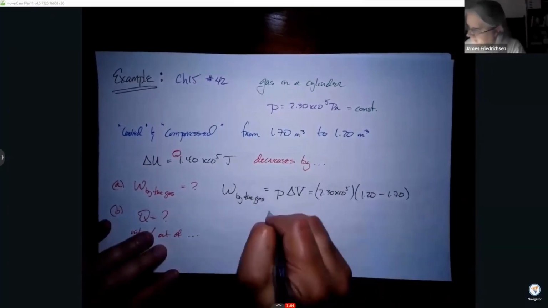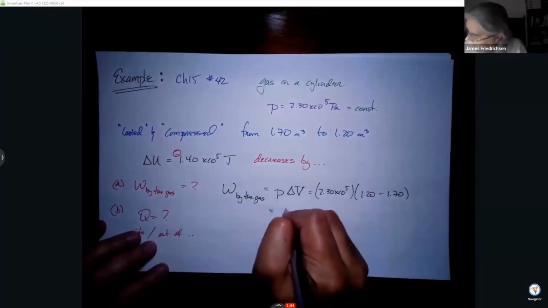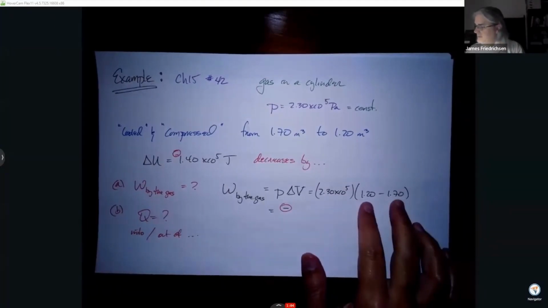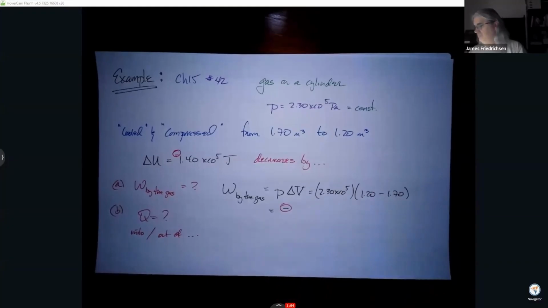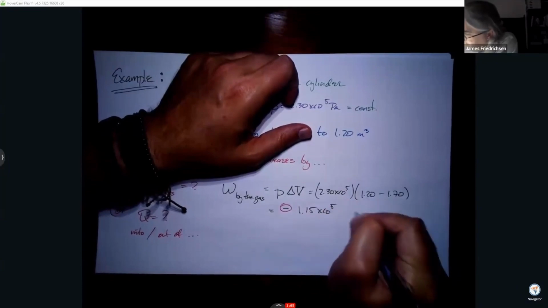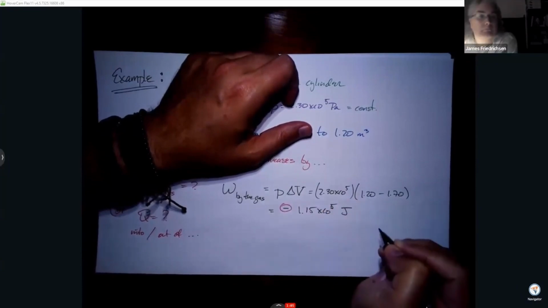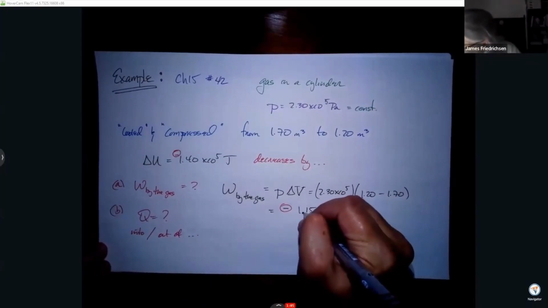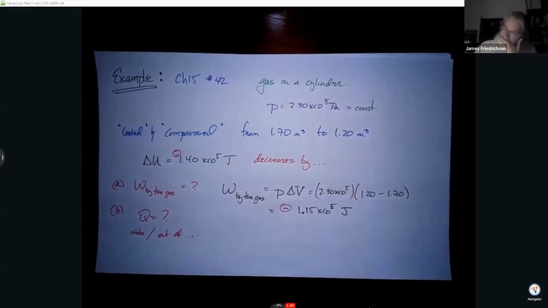This is all SI, so it'll automatically give us the correct sign. It is going to be negative because we're compressing. And how much? Oh, this isn't too bad. That's half, so half of this is 1.15. Did I do that right? Excellent, excellent. So there's our answer for A. And then we need the heat.